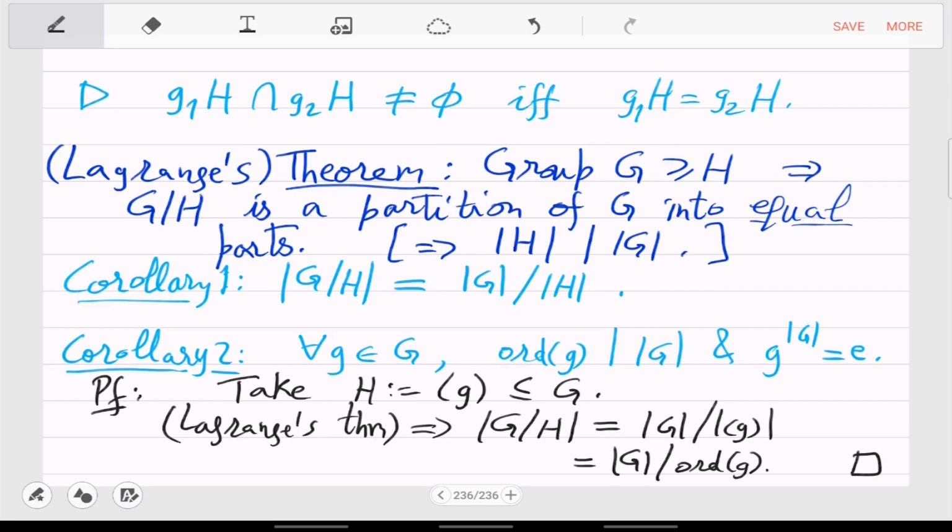And then you immediately get that since the size of the group is a multiple of the order, g raised to that is identity. Is that clear? So this is a completely new, highly abstract proof of Euler's theorem and Fermat's little theorem and so on. We will not instantiate it, you can do it as an exercise.